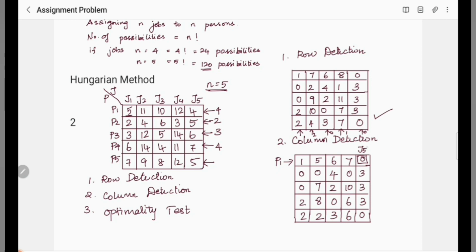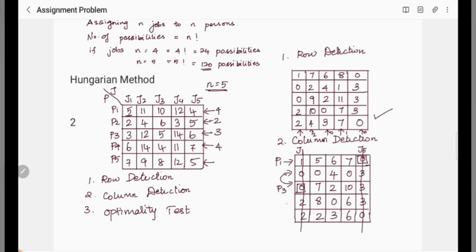So I am striking out this particular column. This job is assigned to a particular person, so no one else can do it. Next, we'll move to the next row. Here we find 3 zeros, so we'll neglect that row and jump to the next row. In the next row, we find only a single zero. So I am marking it with a square, which means person 3 is able to do job 1. So I am striking out job 1 entirely.